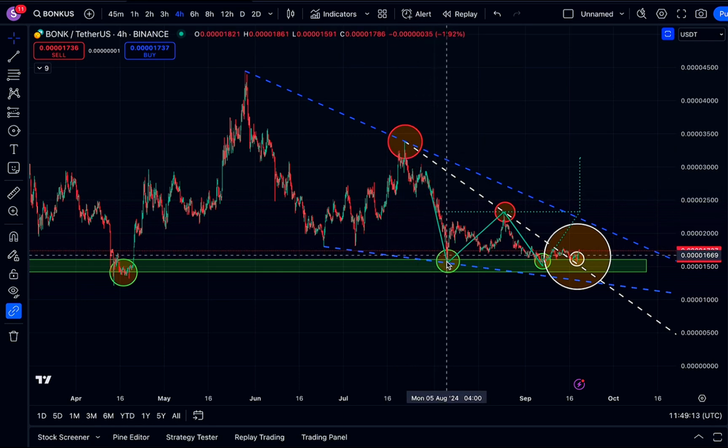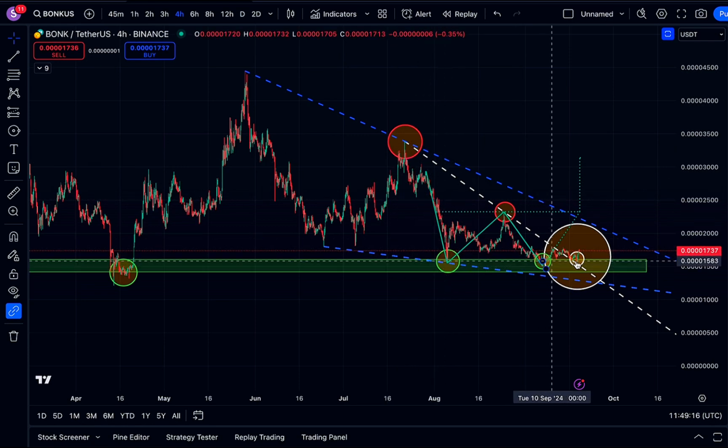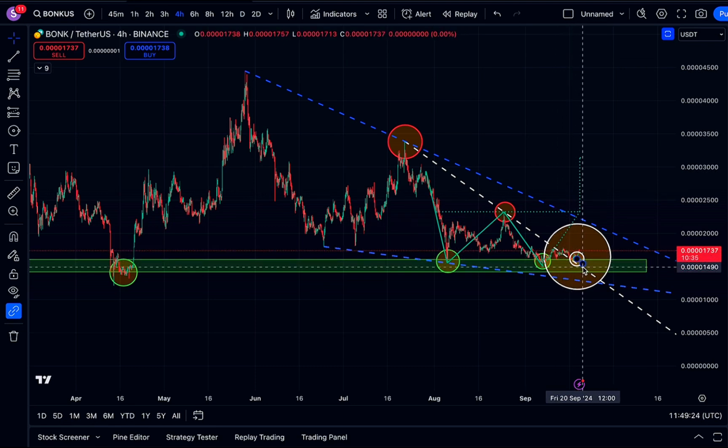This is the first bottom, this is the second bottom, and this is the third bottom. And at the third bottom, bonk experienced a breakout from the upper part of this symmetric triangle, also experienced a retest, also being a triple bottom. This is a confluence in the market.